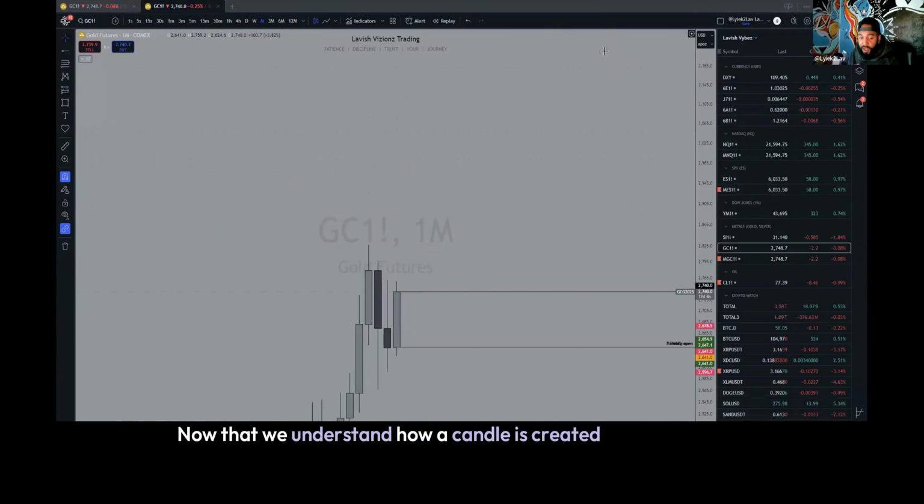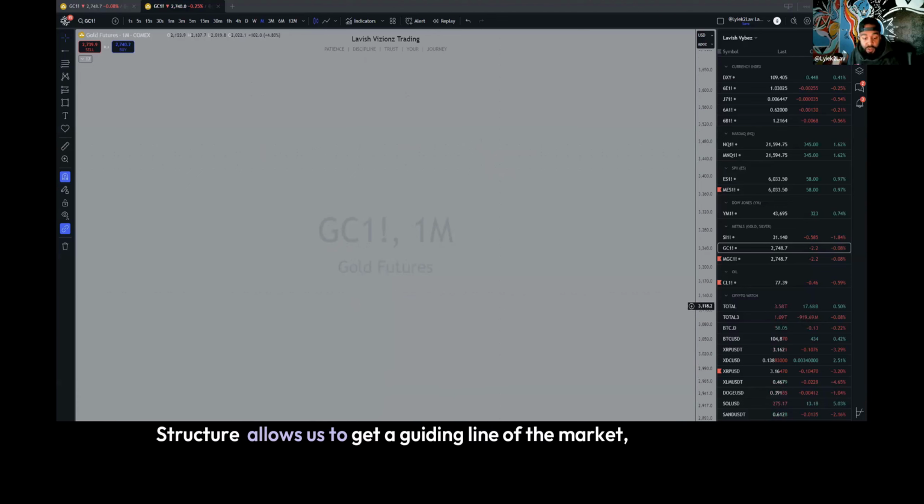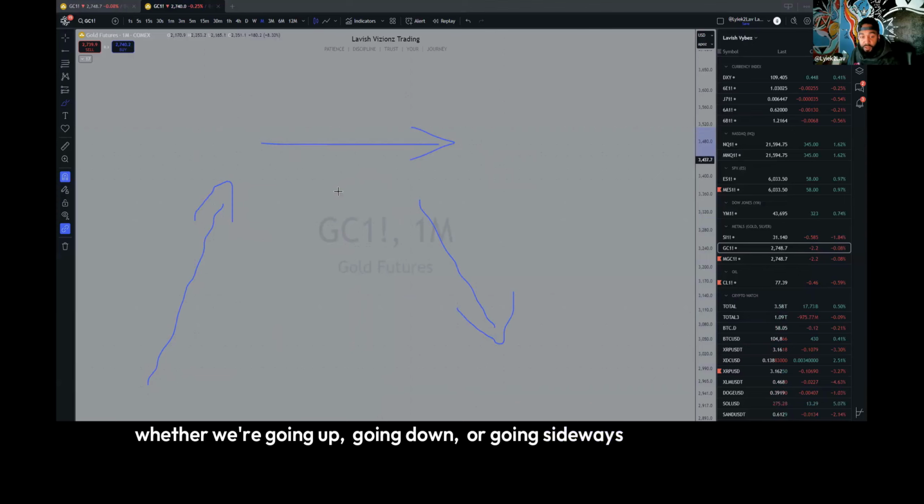Now that we understand how a candle is created, we understand a candle is created over time. Over time, you have multiples of candles being created. As multiple candles are being created over time, it creates what we like to call structure. Structure allows us to get a guiding line of the market, whether we're going up, going down, or going sideways over a certain period of time.